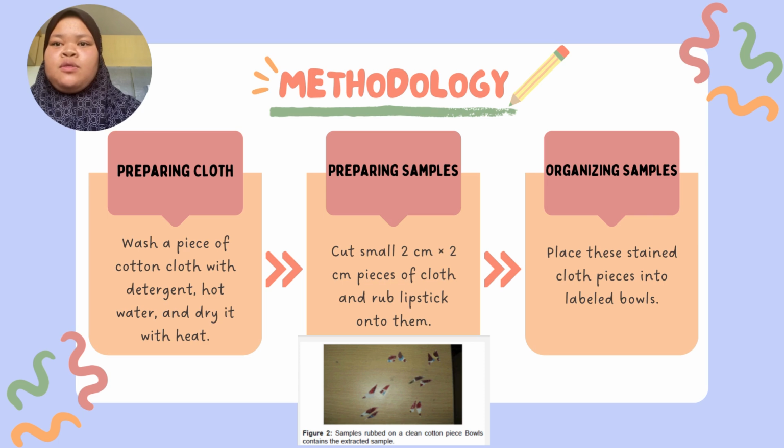First, preparing cloth. Wash a piece of cotton cloth with detergent and hot water and dry it with heat. Second, preparing samples. Cut small 2 cm pieces of cloth and rub lipsticks onto them. And third, organizing samples. Place these cloth pieces into labeled bowls.